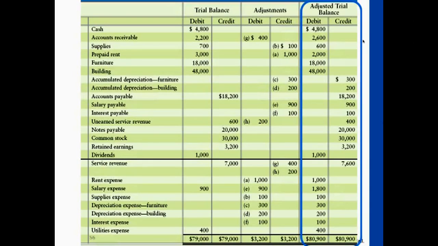Okay, now all the remaining accounts are pretty much just copying the same information there. Now we see service revenue originally there's $7,000, and now there's additional $400 and $200. So the new balance will be $7,600. Okay, salary expense, originally there's 900 listed, now an additional recognition of 900, so altogether there's 1,800. So really what we're doing here is just adding or subtracting some of the adjustments that we made based on the debit-credit rule. Okay, so this part also has debit-credit rule.